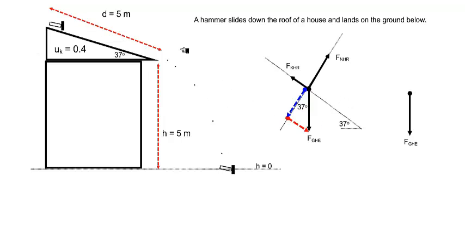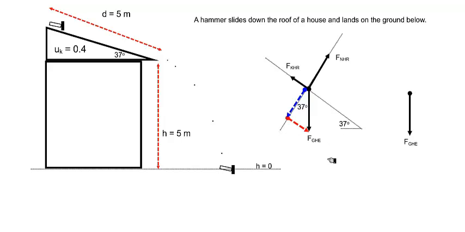Even though this is an energy conservation problem, we have a hammer that slides down the roof of a house and lands on the ground below. Even though we're going to treat it like an energy conservation problem, we're going to start out by thinking about the forces acting on the hammer at all points in time, just to be thorough. So I have two force diagrams, one representing when it's sliding down and one representing when it's in free fall to the ground below, doing that little trajectory there.